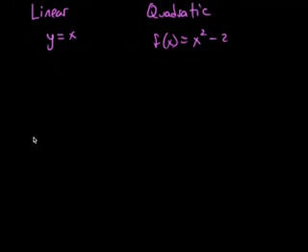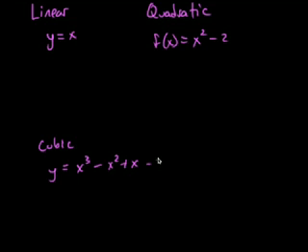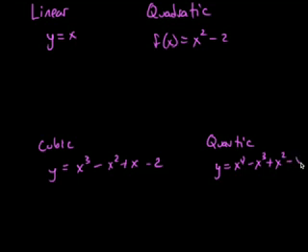Let's see, and then we'll try to look at a cubic, which would be like y equals x cubed minus x squared plus x minus 2 or something like that, right? So a third degree function, and we'll look at a quartic as well. And technically I could keep going, but let's just say I've got y equals x to the fourth minus x cubed plus x squared minus x plus 1. Let's do something like that.